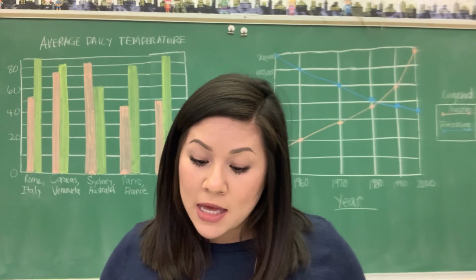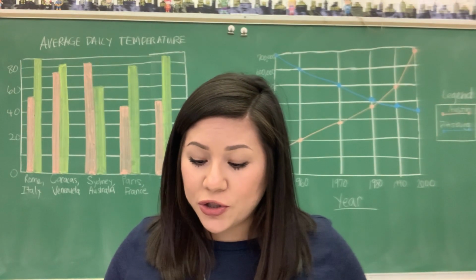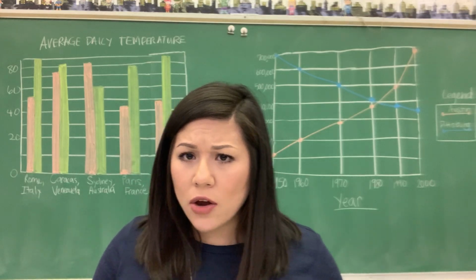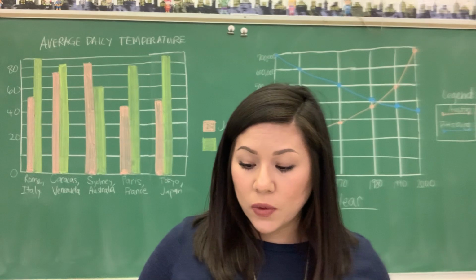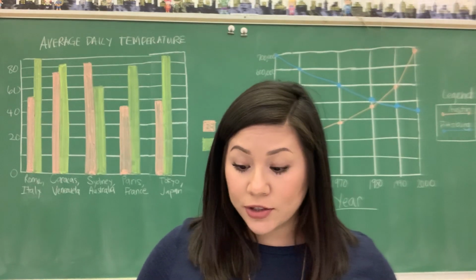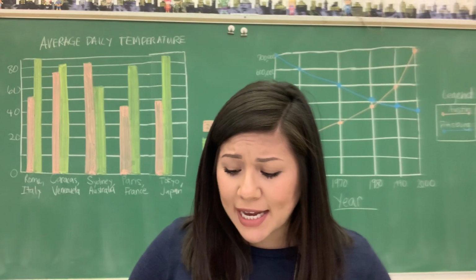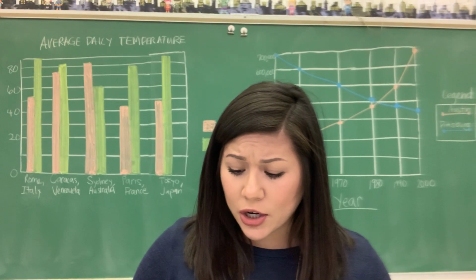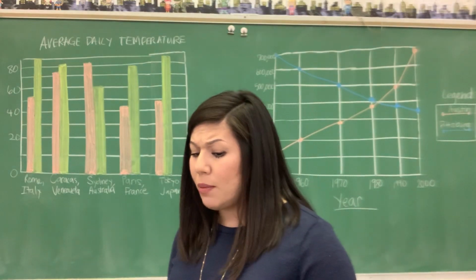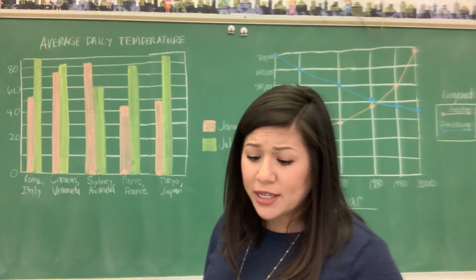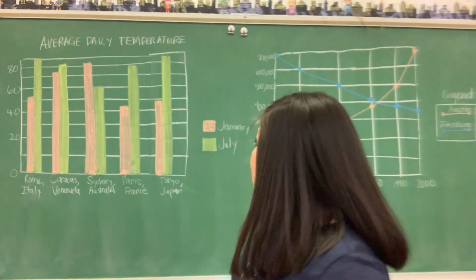Then let's see, letter C. Which city had the smallest range between these temperatures? Do you know why? We have gone over range these last few weeks. What is range? It is the difference in the heights of the bars. And the question is, what is the smallest range between these temperatures? It would be Caracas.